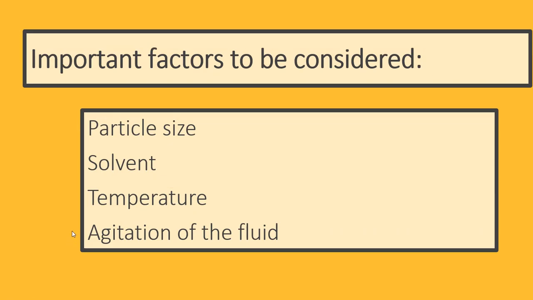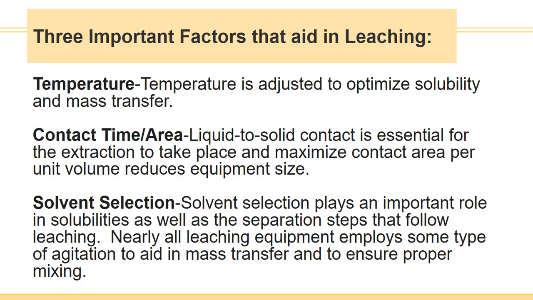Now, what are the important factors that we need to consider when we want to leach out a particular solute from the solid matrix using a liquid solvent? So, we have to consider the particle size, the solvent characteristics, the temperature of operation, and if there's a needed agitation, or if there is an agitation, what is the degree of agitation that is needed for the desired recovery.